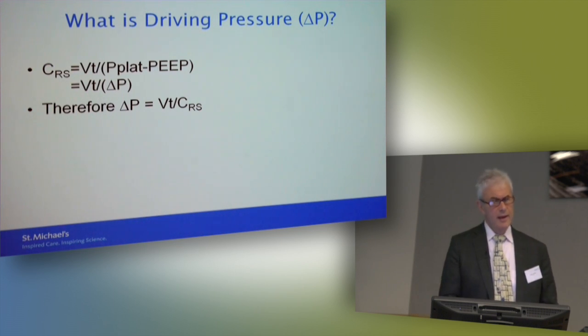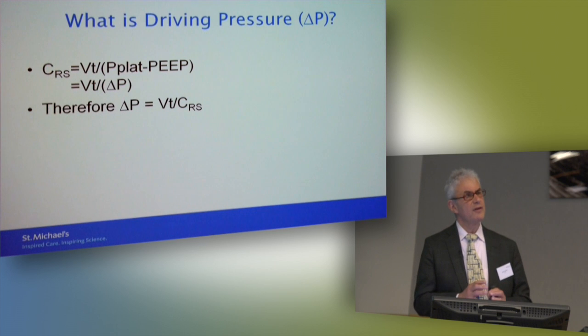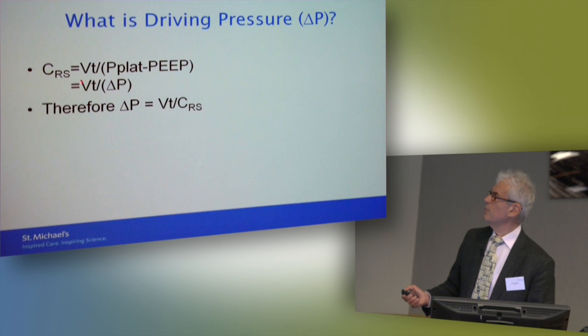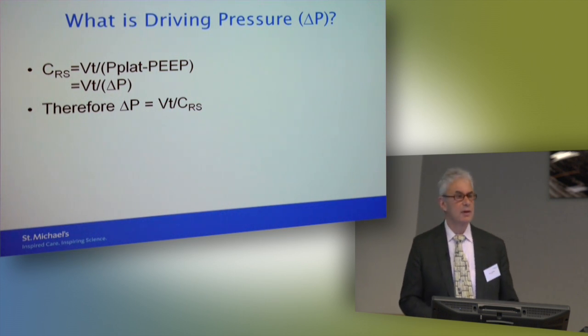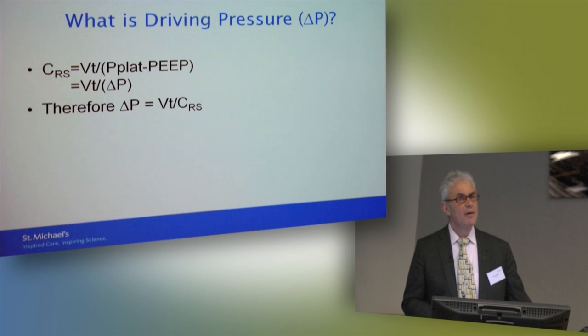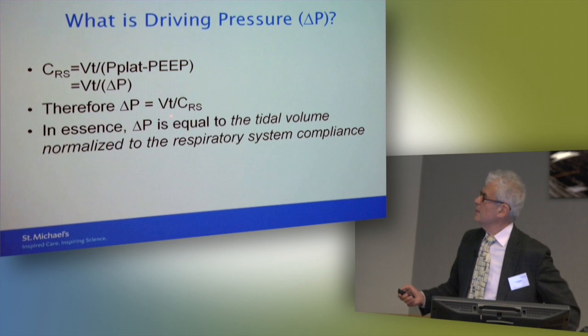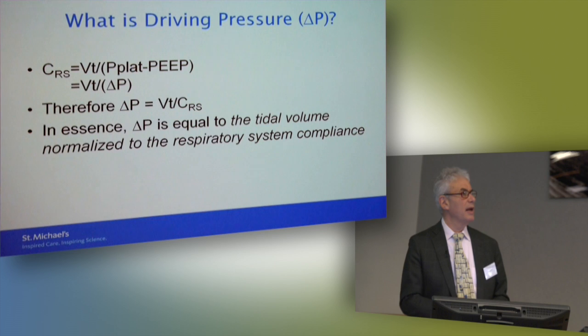So what is it? If you think about the definition of compliance, respiratory system compliance is tidal volume divided by plateau pressure minus PEEP. Remember, plateau pressure minus PEEP is the driving pressure. So delta P, just doing a little bit of algebra, is tidal volume divided by the respiratory system compliance. Why did I put it this way? Because, in essence, delta P is the tidal volume normalized for the compliance.